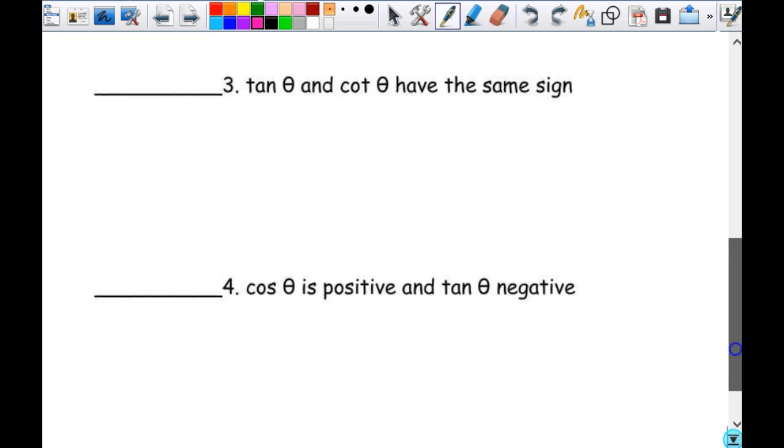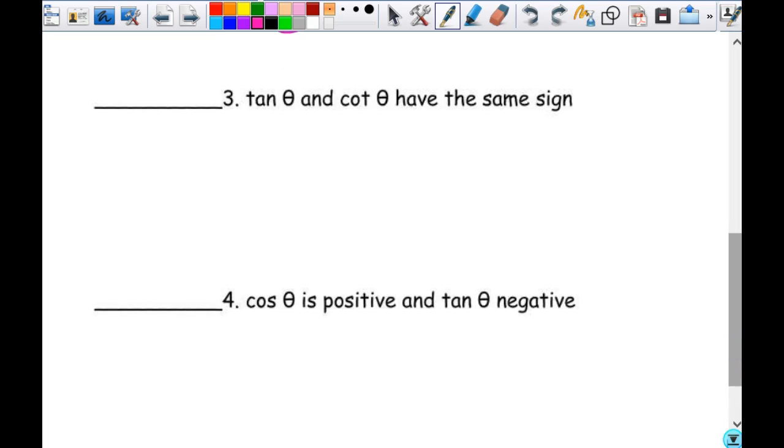All right, so then tangent and cotangent have the same sign. So do I really need to do any work here or any thought process? What do you know about tangent and cotangent? They're reciprocals of each other, right? So are they going to have the same sign? Because the reciprocal didn't change the sign. So it's in all the quadrants. They have the same sign. It's not asking where it's positive or negative or anything like that. It says the same sign, and that's in all the quadrants.